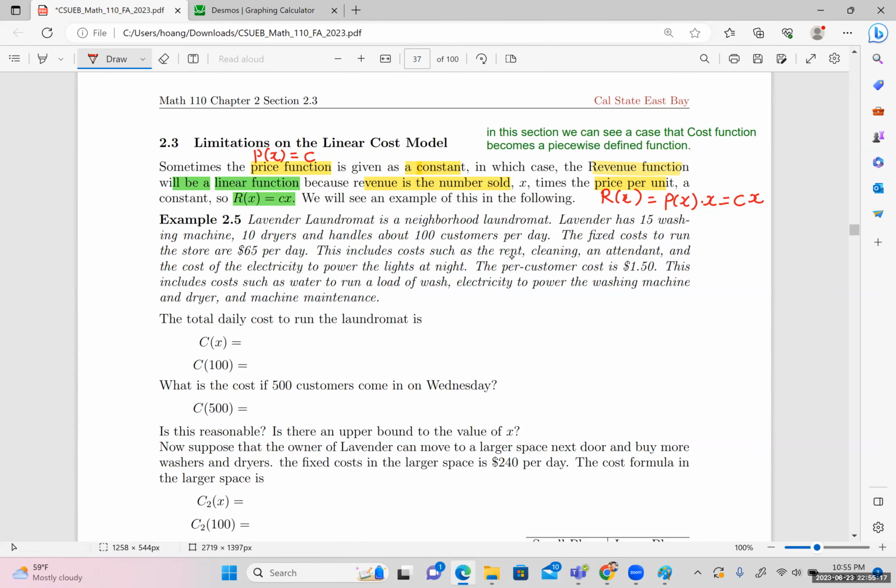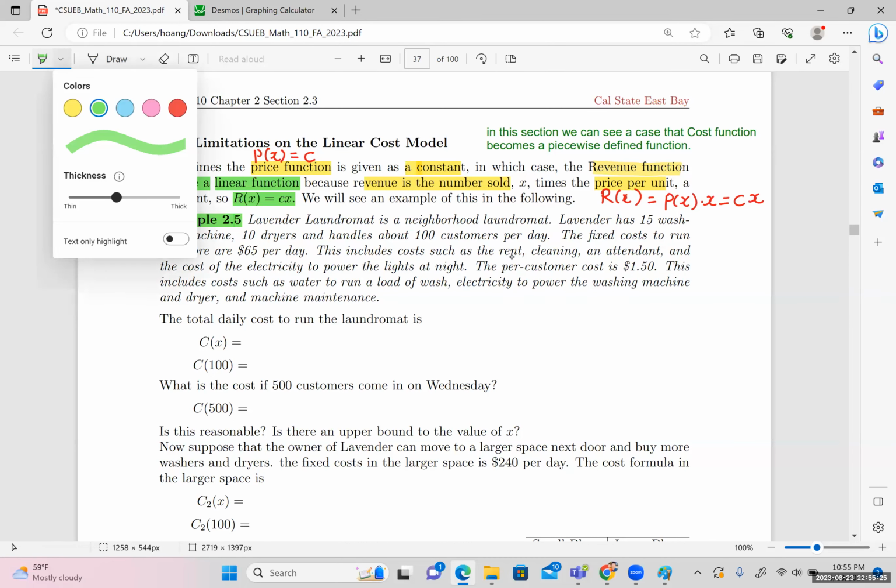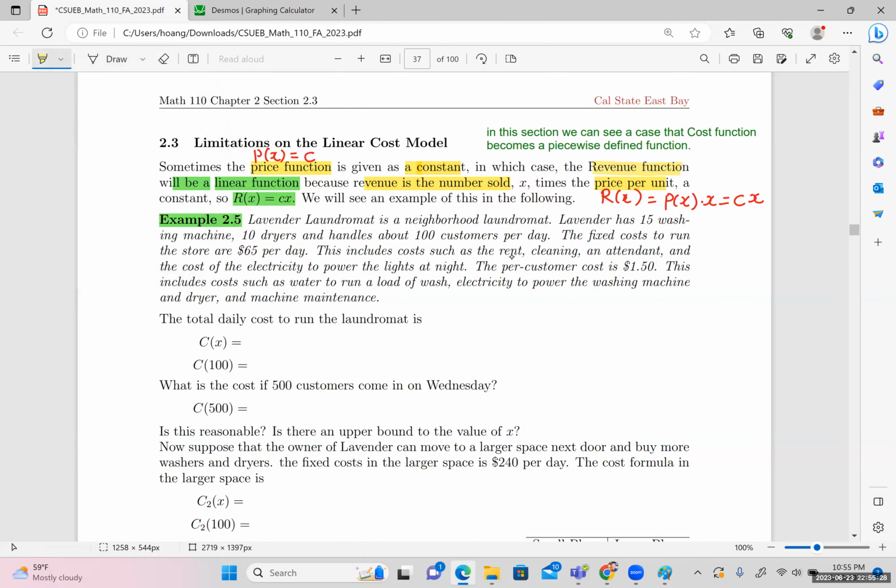All right. So now we come to example 2.5 and see if we have a linear revenue function. Lavender Laundromat is a neighborhood laundromat. Lavender has 15 washing machines and 10 dryers. Let's highlight those: 10 dryers, and it handles about 100 customers per day.